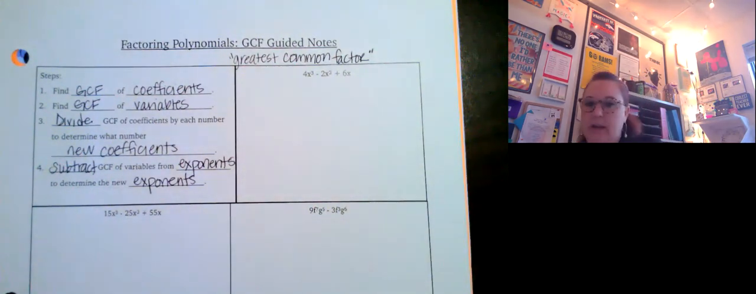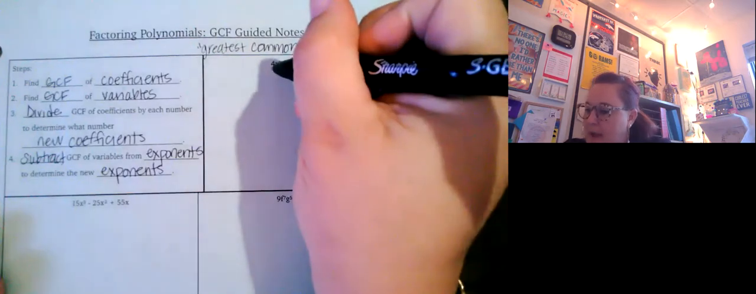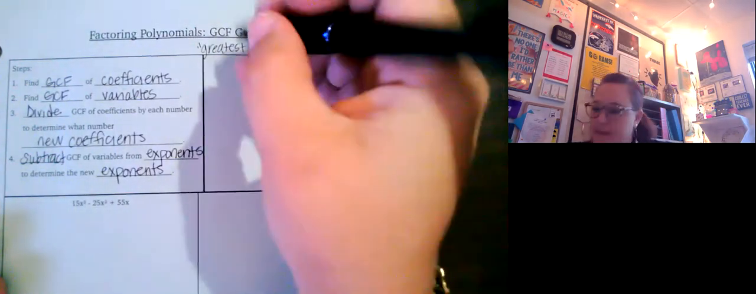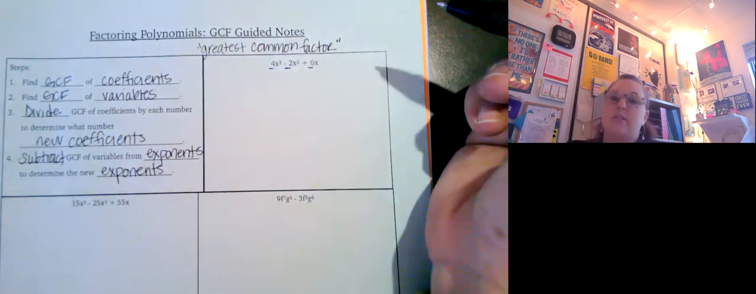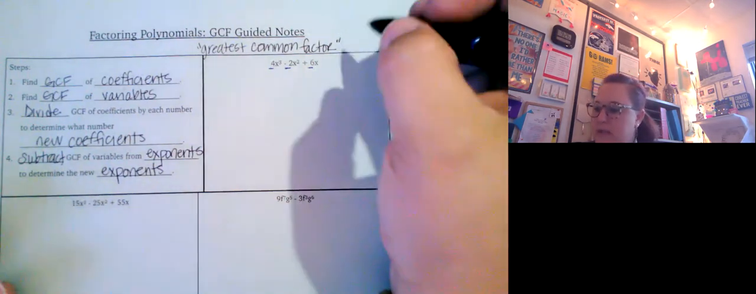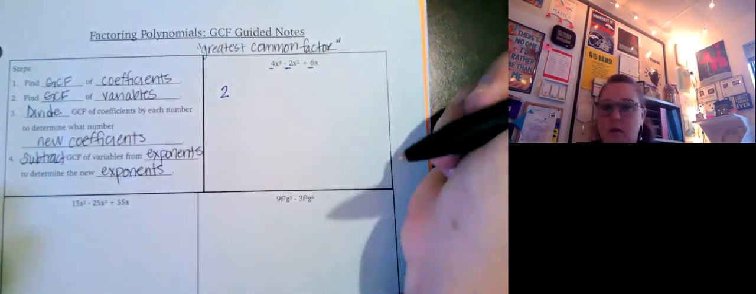All right, so if I were to break this up, the first thing I want to look at is the easy part, which is this first example. I have a 4, a -2, and a 6. So those are my coefficients. Okay, what number goes into all three of those numbers? My hope is that you would say 2, right? Okay.